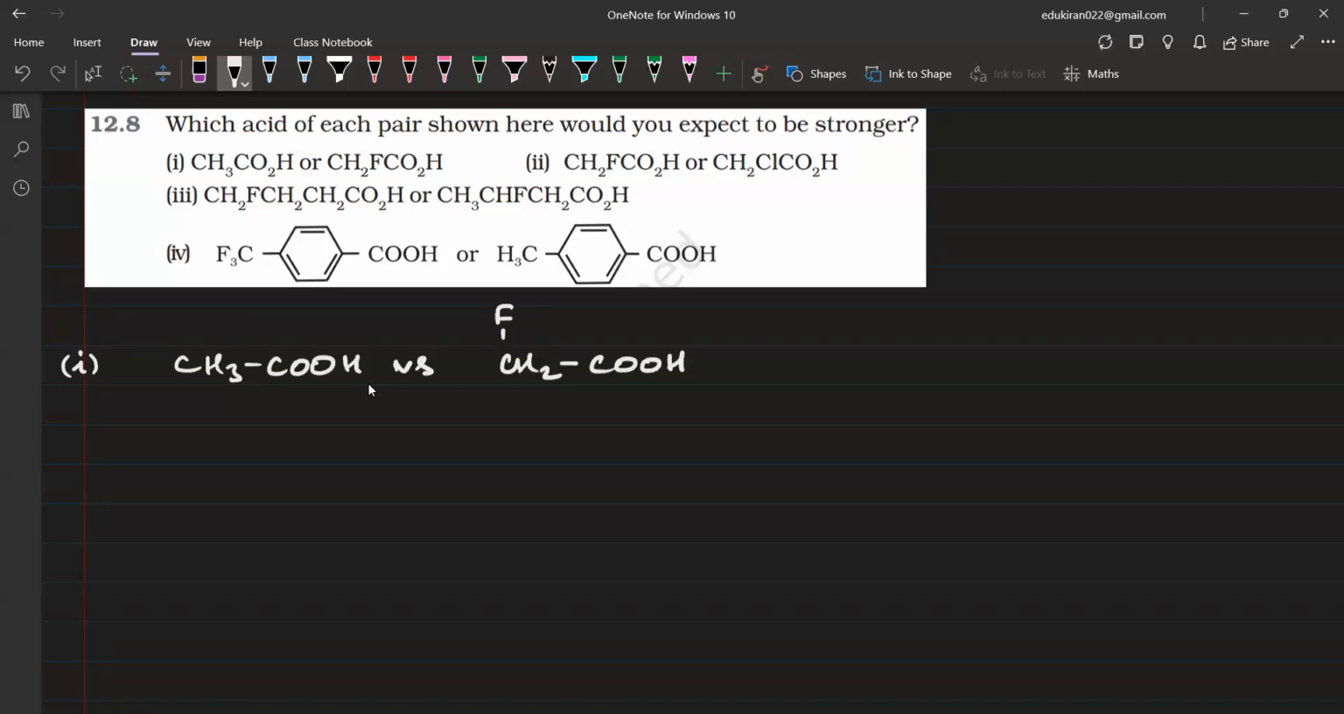So here if I compare which is having an electron withdrawing group, what is fluorine? It is an electron withdrawing group. That means this will be more stable. Sorry, that means this is going to be more acidic. If I compare these two, this is more acidic, right? Because it is having an electron withdrawing group.